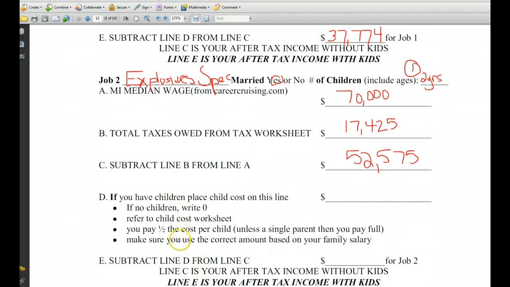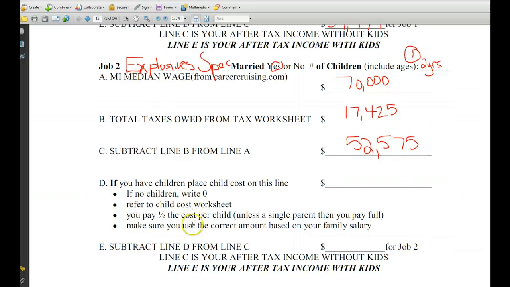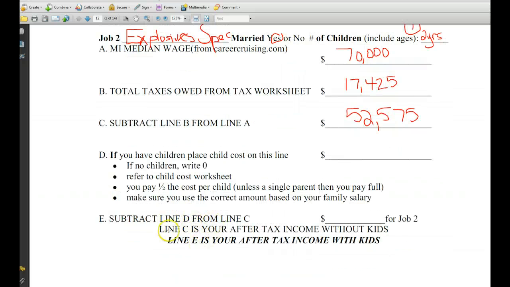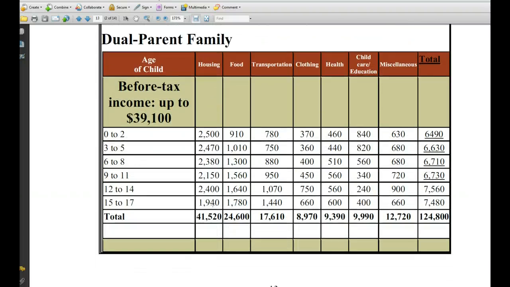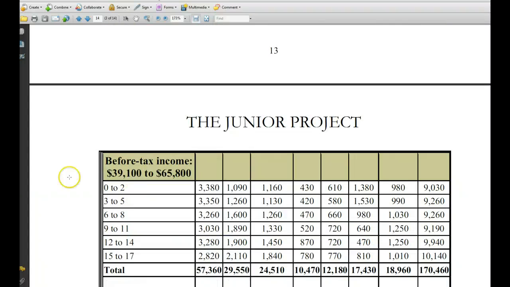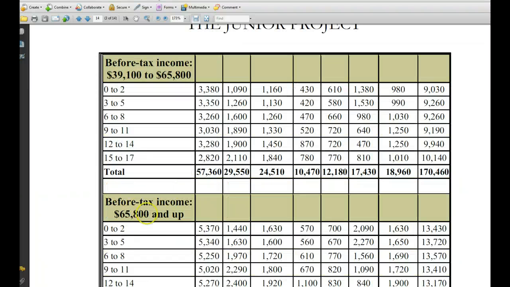Now, since I have one child and I'm married, my before-tax income is $70,000. So I need to find, this is before 39,000 to 65. I'm going to fall in this bracket. From 0, I have a 2-year-old, so the cost of my 2-year-old is right here: 13,430. But I am married.